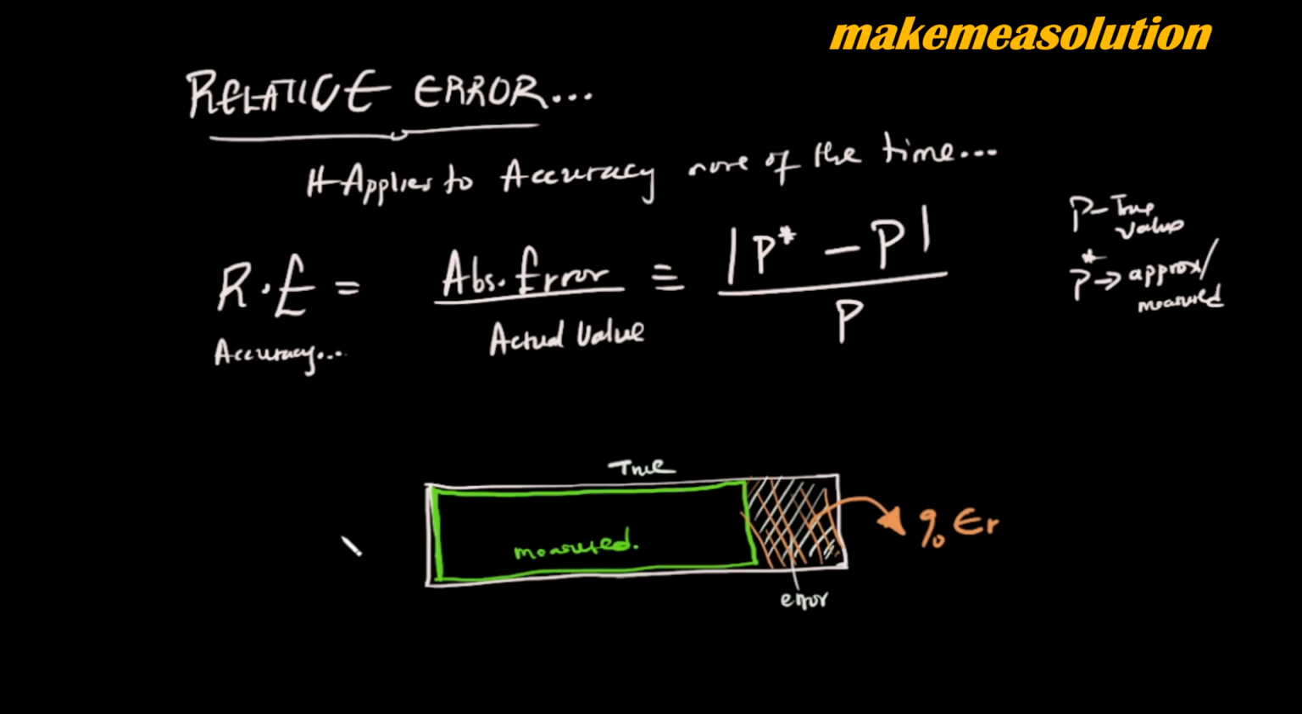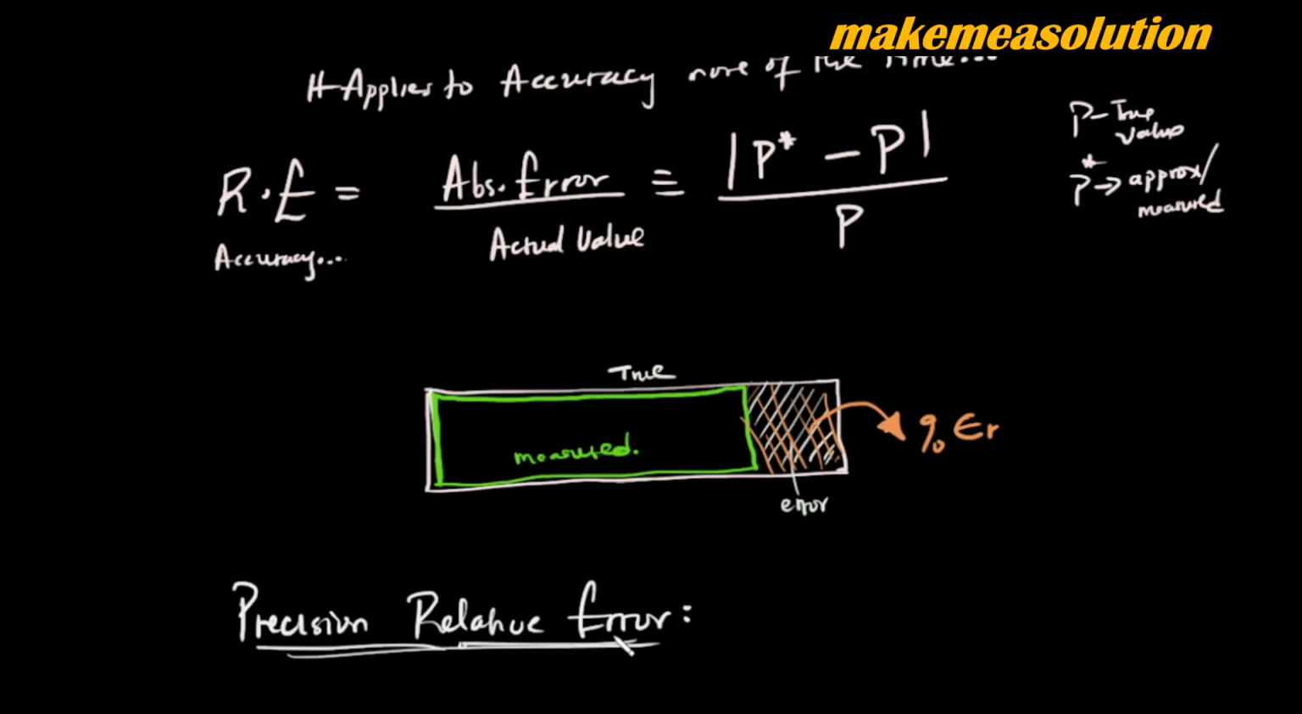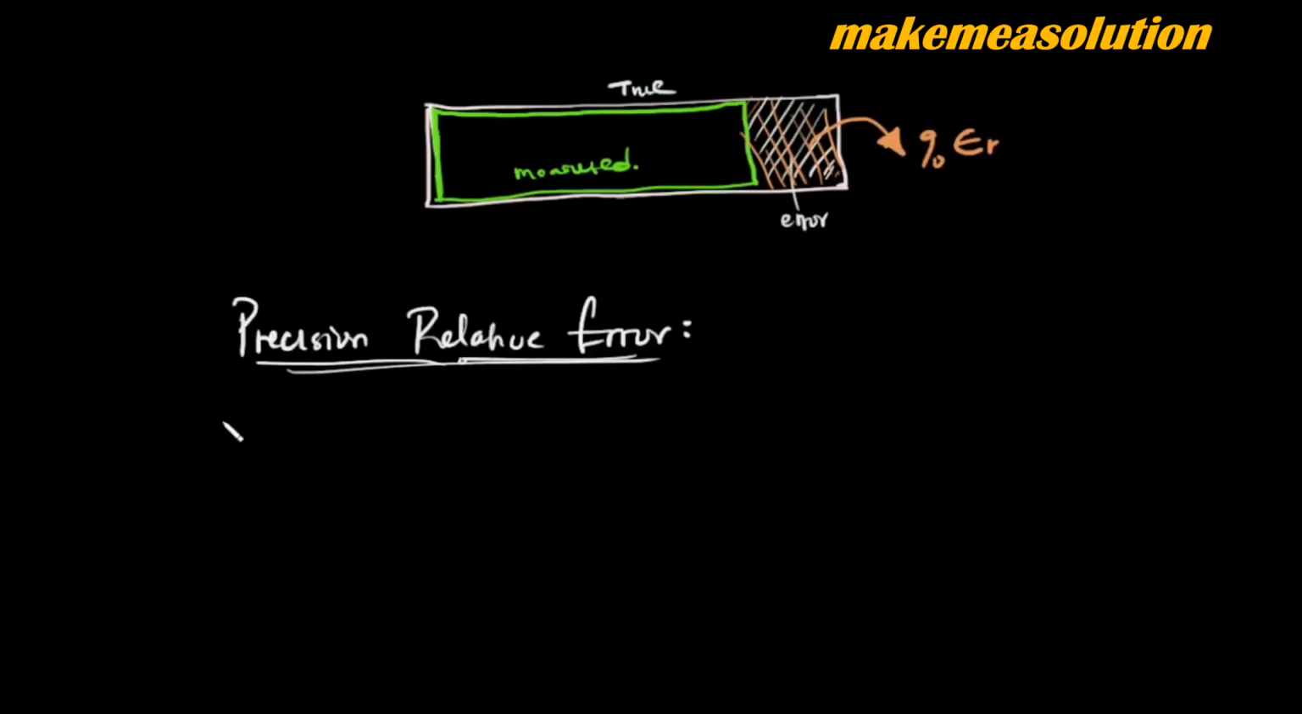So the second relative error is precision relative error. This one is kind of rare, but it's still useful. We are going to employ it in future lectures, and hopefully you understand it. So precision relative error. This one comes when someone measures a value. So let's assume when I measure the value, what I now got, my approximate error for measuring that value.